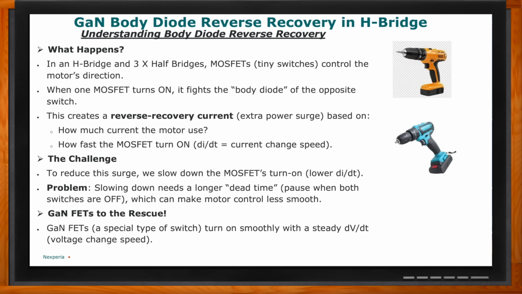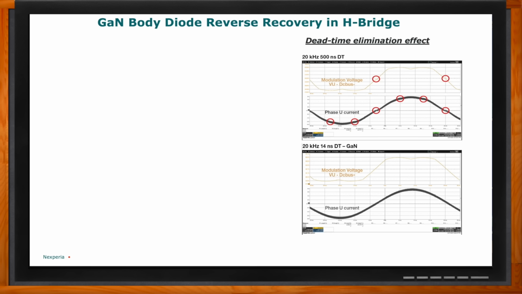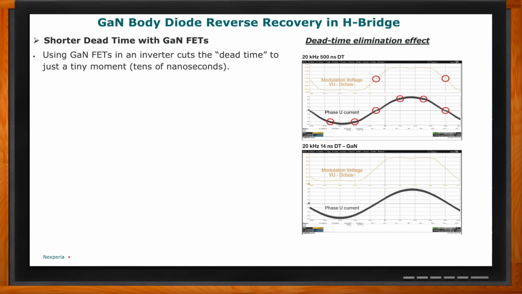And so that gives you a pretty good idea of how smooth and steady the voltage change over time, or the current change over time, is. How fast you can turn on the FET, you can turn off the FET below, it's much faster. The benefit is a shorter dead time, and the motor control is faster, smoother, and easier. With the GaN FET, usually what happens in the inverter, it cuts the dead time, not just in half, it cuts it by a factor of 10, if not 50. So it's tens of nanoseconds.